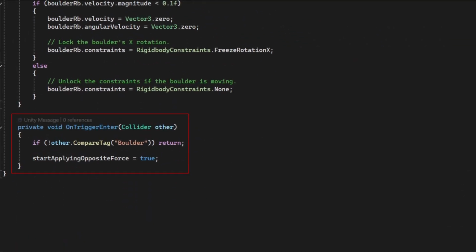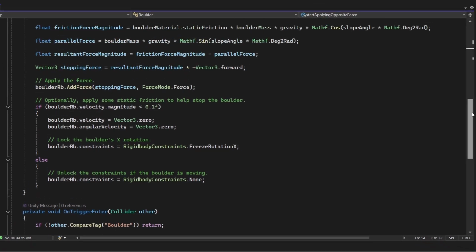Everything starts when the boulder enters the trigger box. In the onTriggerEnter method, we set a flag to indicate that the boulder has entered the trigger box, and therefore, we can start applying the required force to stop it. We handle this in the fixedUpdate method, as it's better to manage forces in the fixedUpdate method.